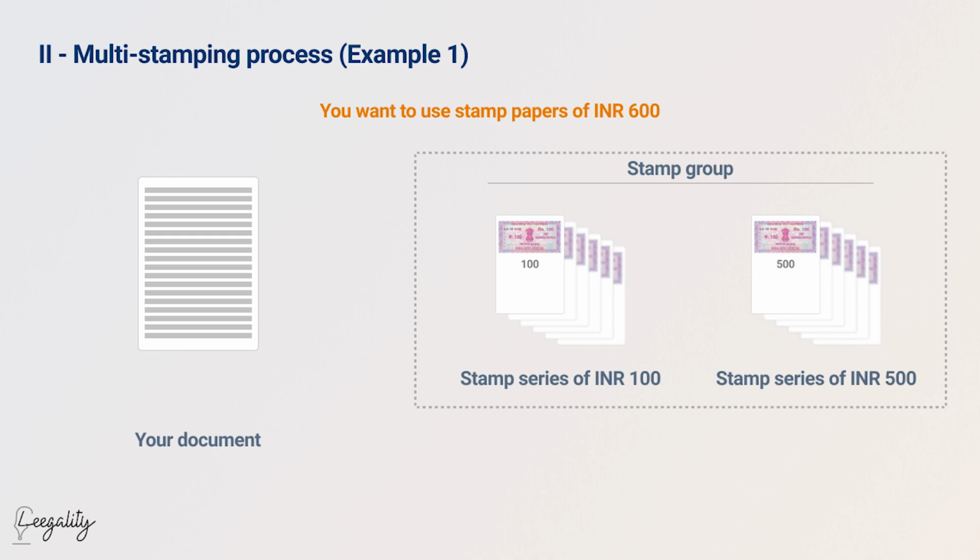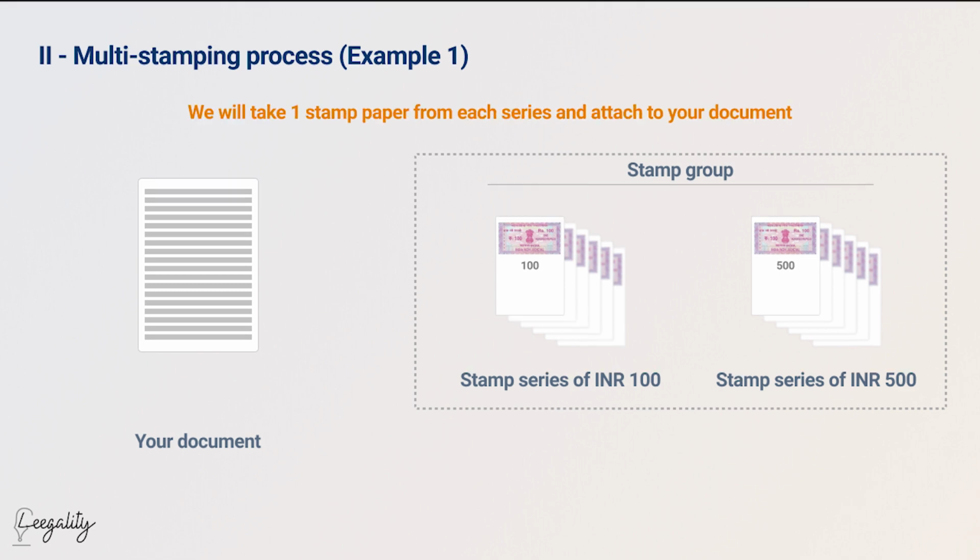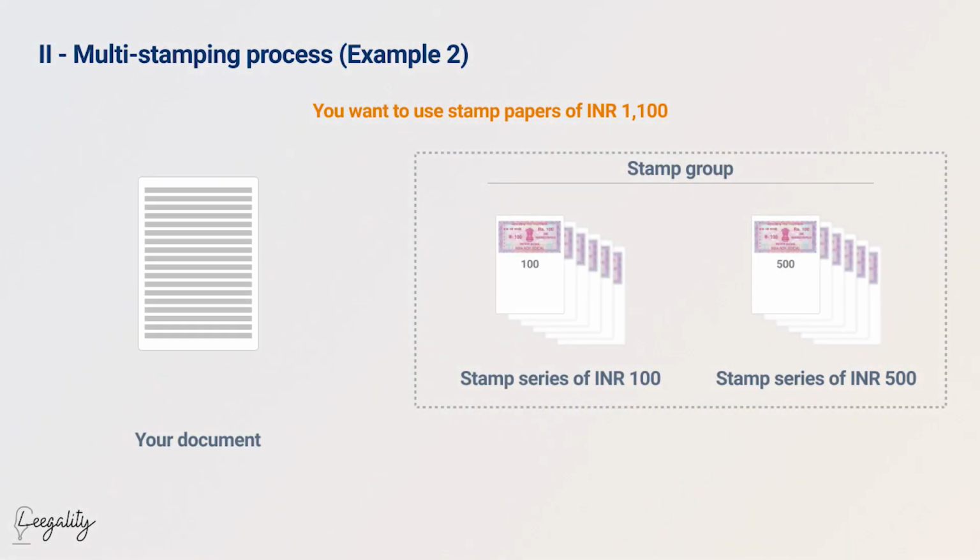Taking a simple example of how stamp groups work, let's suppose you have a document on the left and you've selected a stamp group on the right and you want to attach stamp papers of rupees 600. So in this case, we will study what's inside the stamp group and attach one paper of 100 and one paper of 500. In another example, you want to attach stamp papers of rupees 1100. So you've selected the same stamp group.